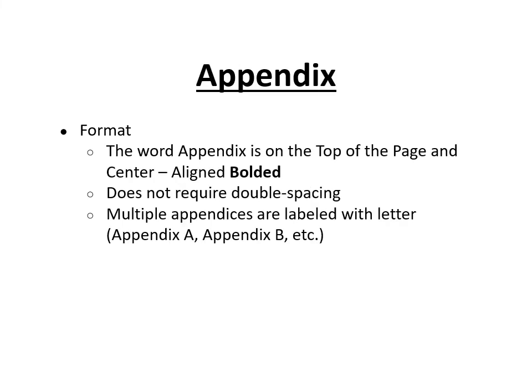The final section of your paper will be an appendix. The format: the word appendix is on the top of the page, centered, aligned, and bolded, and then a letter, appendix A, appendix B, etc. Appendices do not require you to follow APA formatting, double spacing, etc. I would suggest, if at all possible, continue using Times New Roman 12-point font. However, the appendices are usually going to be the actual materials you used. So if you used a job satisfaction survey, you would have Appendix A, job satisfaction survey. Appendix B would be the survey you guys created as a part of this study. If there were other additional materials that were important for the study, they would also be in the appendices.